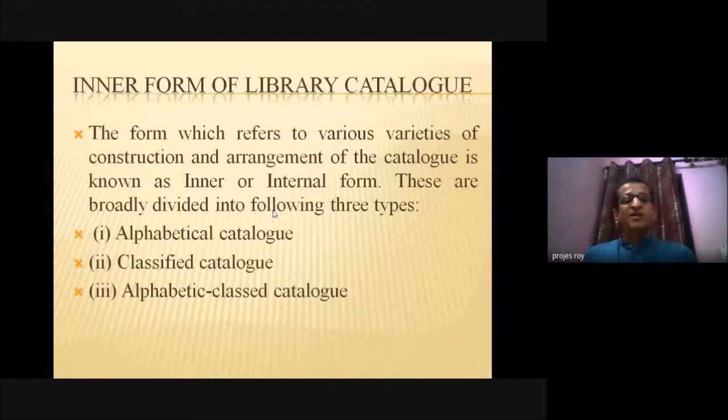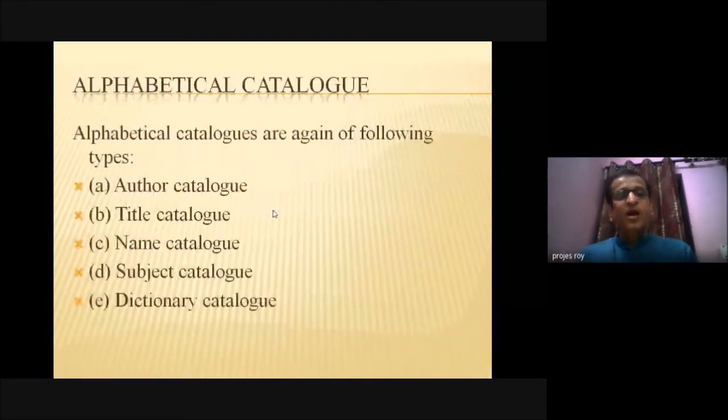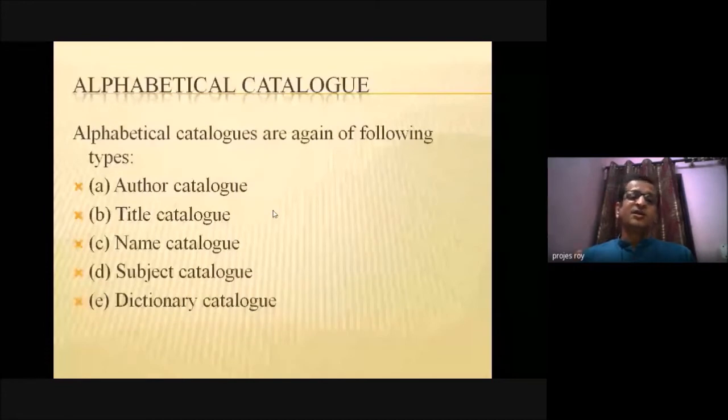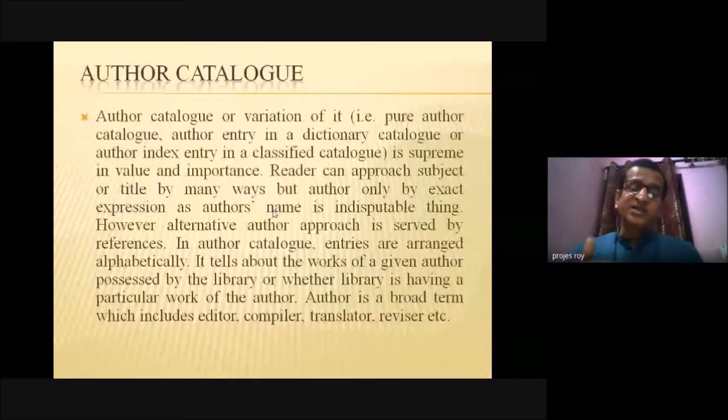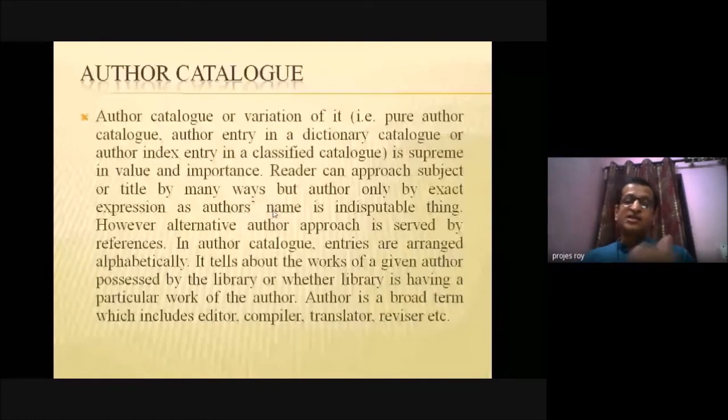In the alphabetical catalog, you can see the author catalog, title catalog, name catalog, subject catalog, and dictionary catalog. In the author catalog, the catalog cards are arranged on the basis of the name of the author, and in the name of the author, the surname is taken first because the recall value of the surname is much bigger than the first name which we possess. Right? Suppose my name is Prajesh Roy.